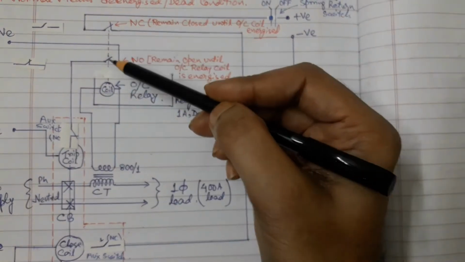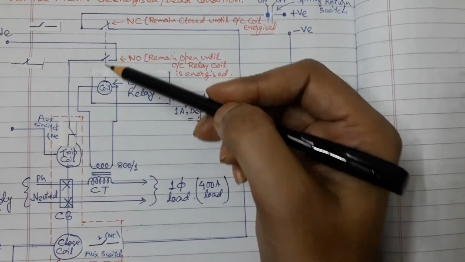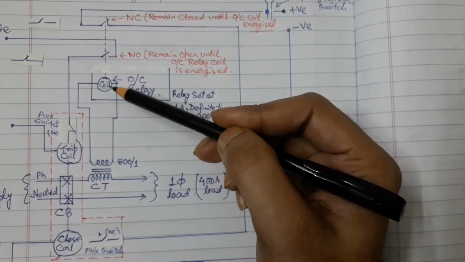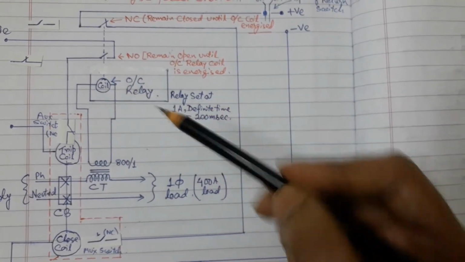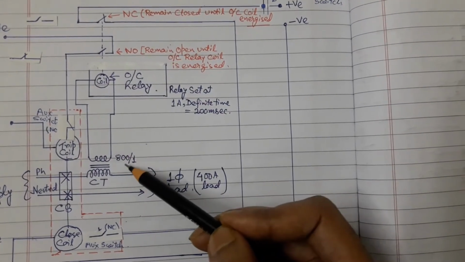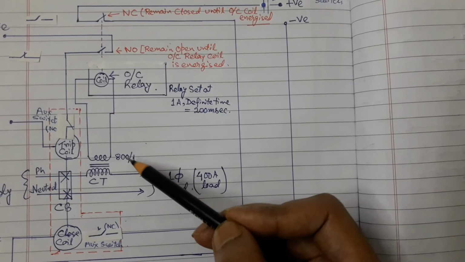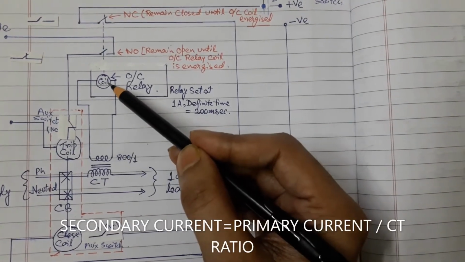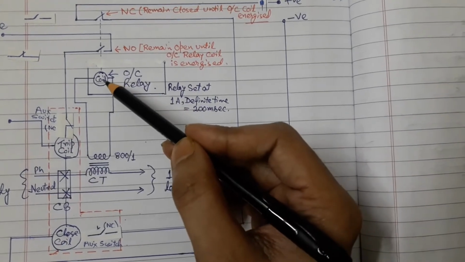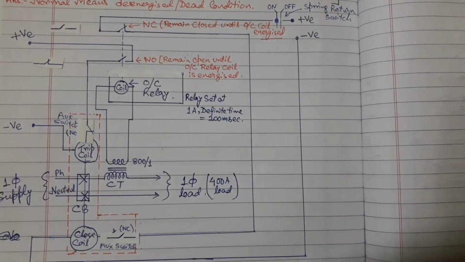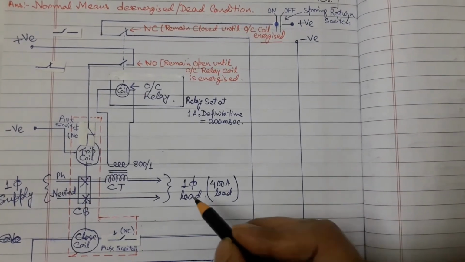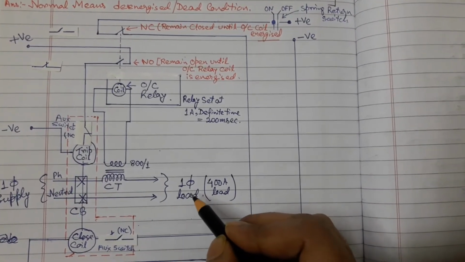But these two contacts' status will not change because they are dependent on this overcurrent relay coil, and this coil is in de-energized condition because primary load is only 400 ampere, and as there is an 800 by 1 ampere CT, the secondary current is only 0.5 ampere, which is less than the set value of 1 ampere. So this is in de-energized condition. Now suppose a fault of 1000 ampere comes in this circuit.